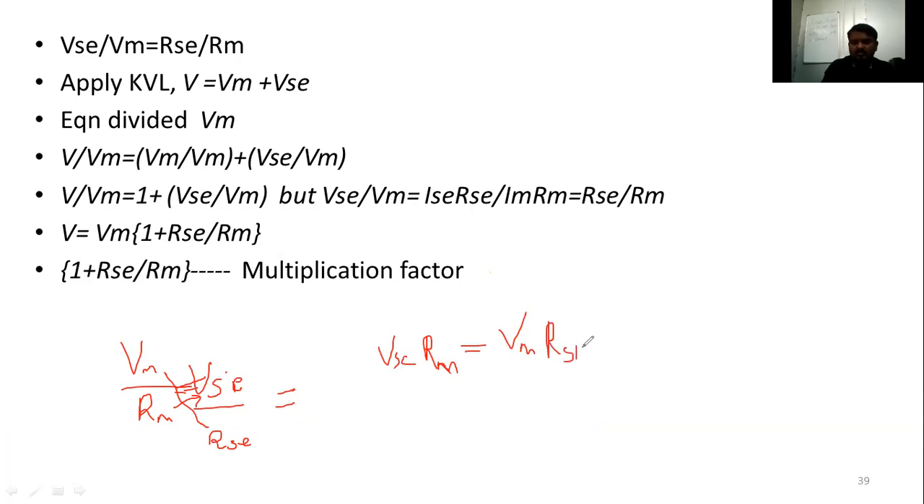Next, we can write Vm into RSC also here now. VSC Rm equal to Vm into RSC. Rearranging the above equation, we can write this equation in this form. We can write or not? Any difficulties here by writing like this equation?